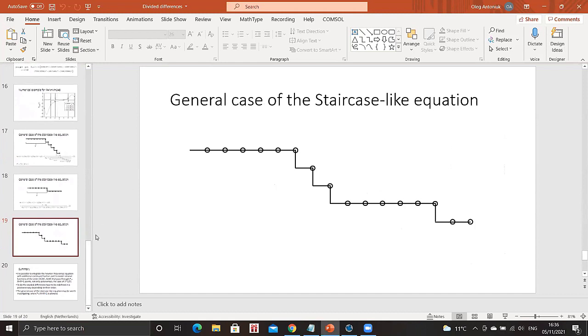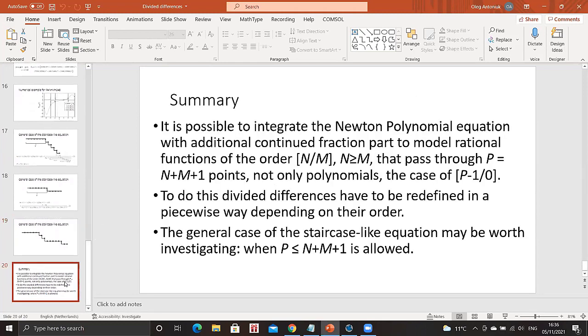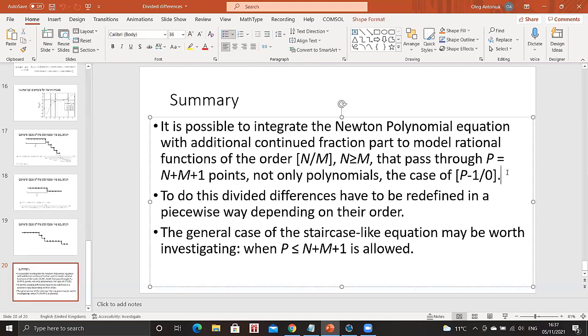So in summary, it's just possible to integrate the Newton polynomial equation as an interpolation equation with the continued fraction part and address all kinds of rational functions, not only polynomials. And to do this, we have to adapt the definition of divided differences, which depends in a piecewise way on their order. And what would be a useful thing from the point of view of the algorithm? Instead of calling a recursive function, you could save those expressions for divided differences and reuse them. So it may be an algorithm to derive the rational function faster than a general solution of linear equations.